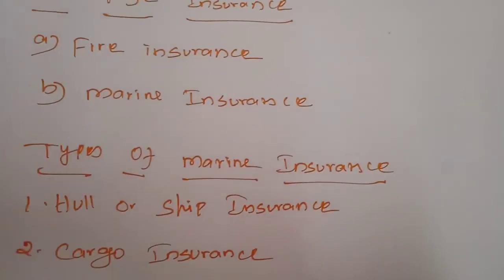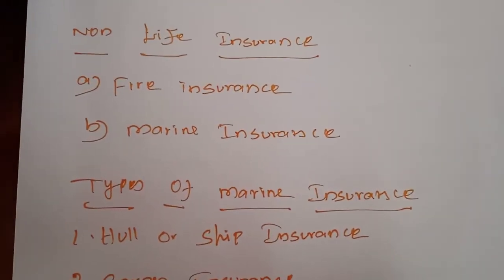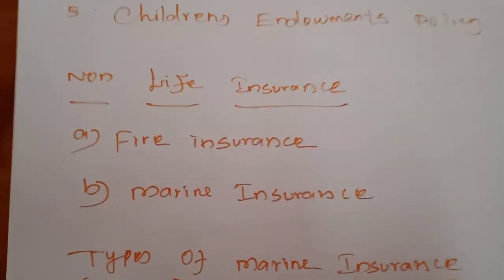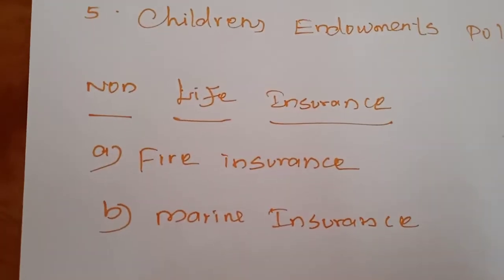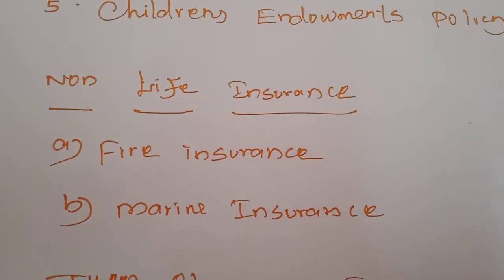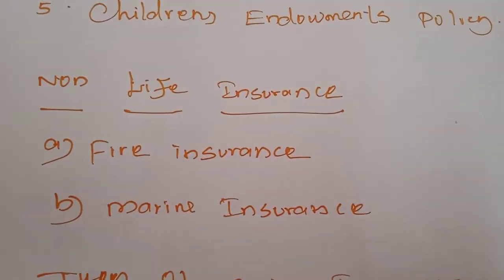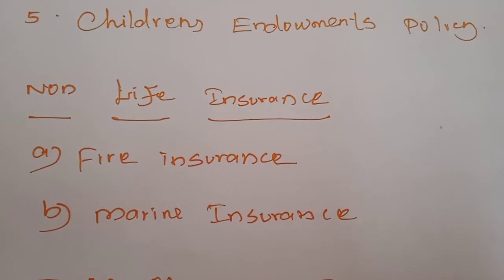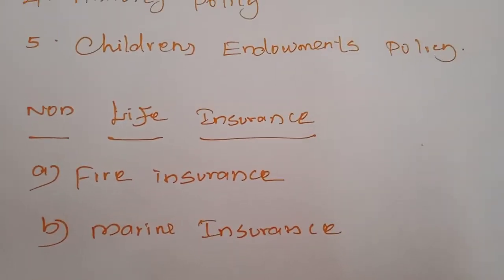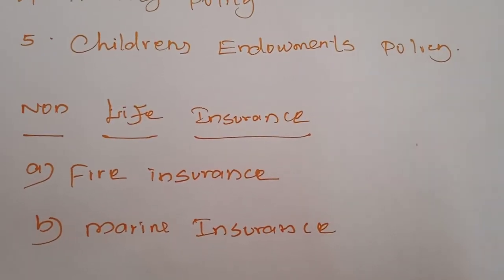First we will study the types of marine insurance policies. Now, first we will study fire insurance policies. Fire insurance is a contract whereby the insurer, in consideration of the premium paid, undertakes to make good any loss or damage caused by fire during a specified period, up to the amount specified in the policy.